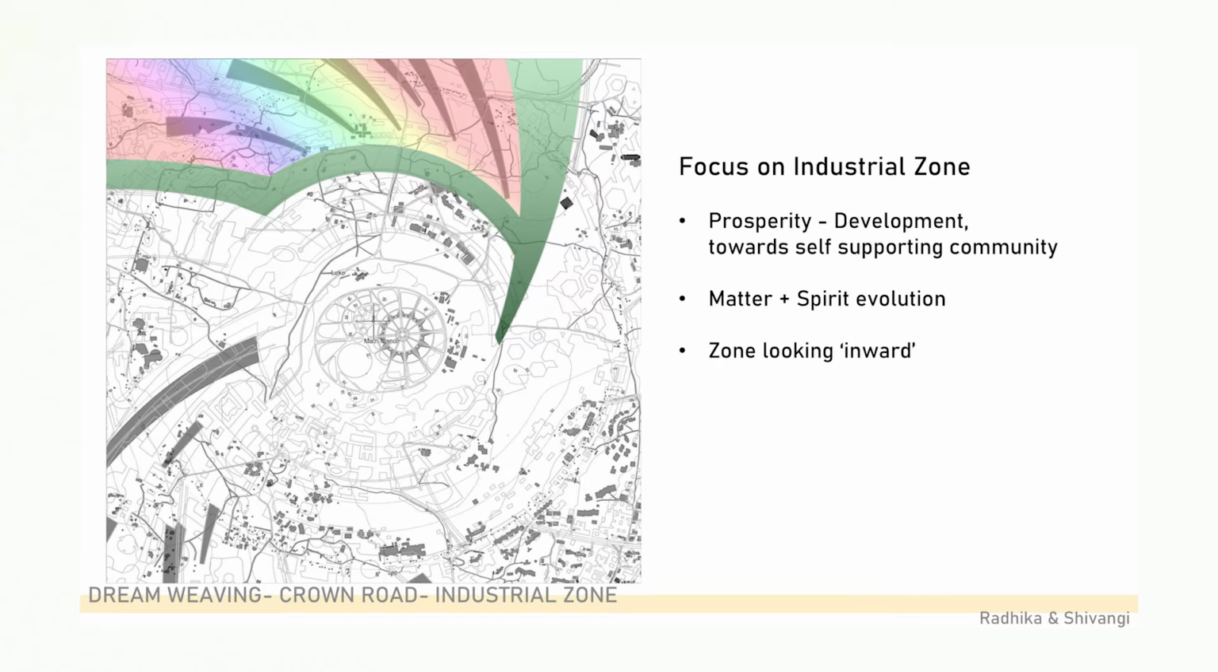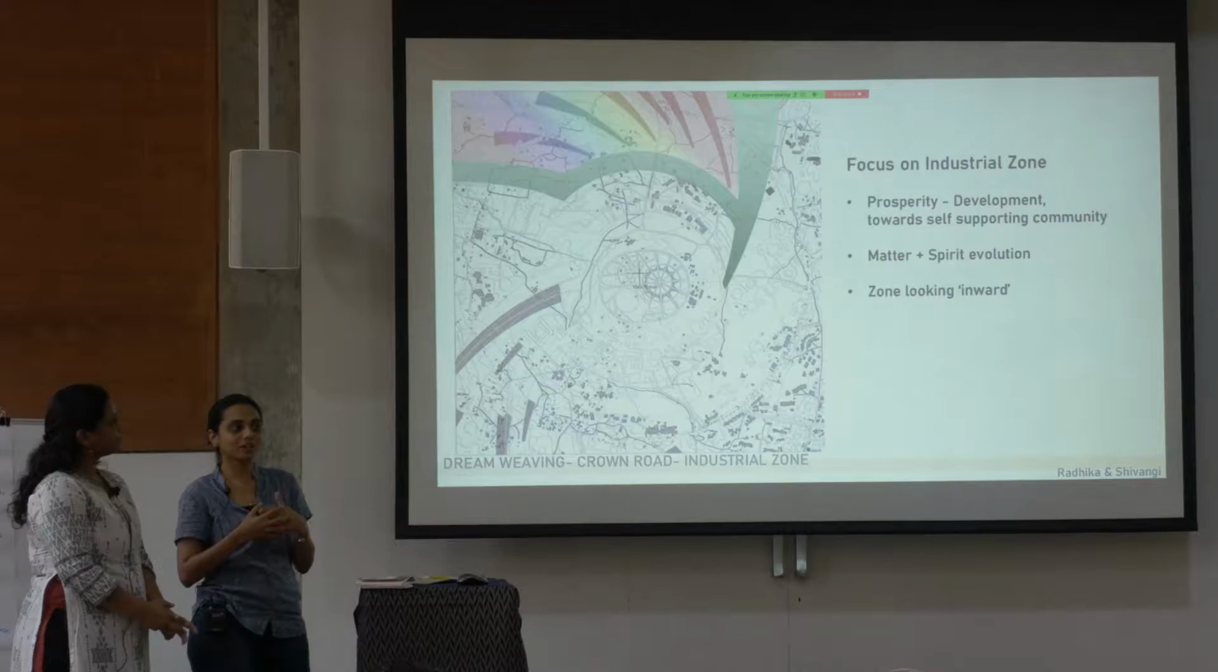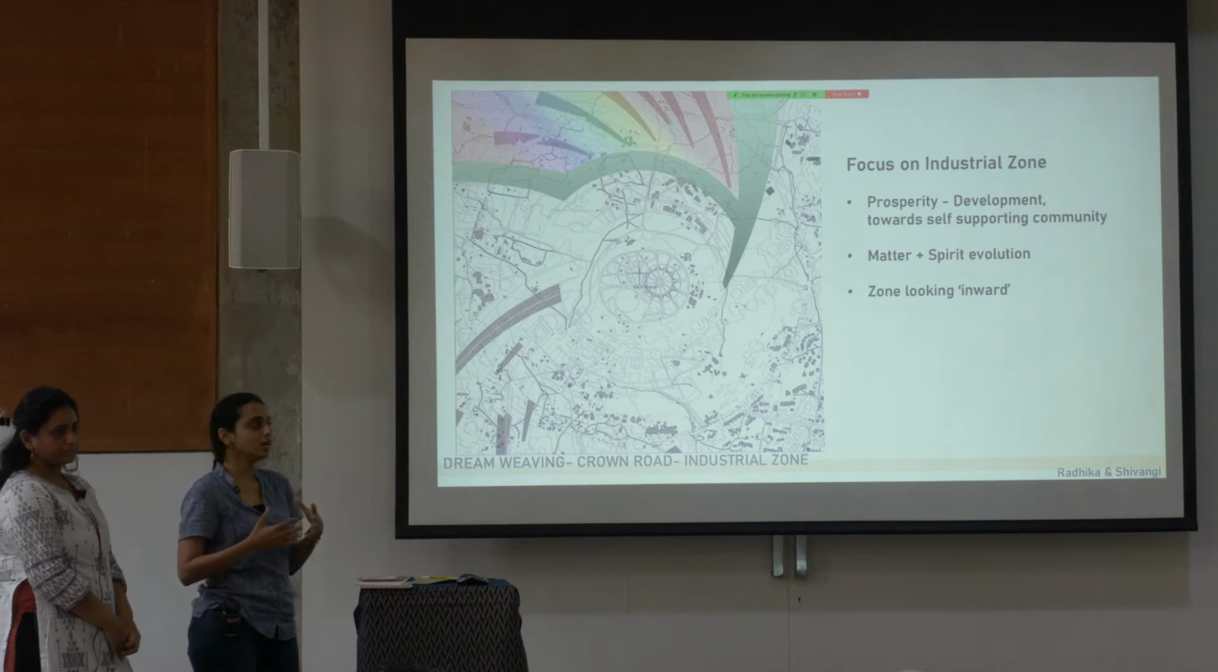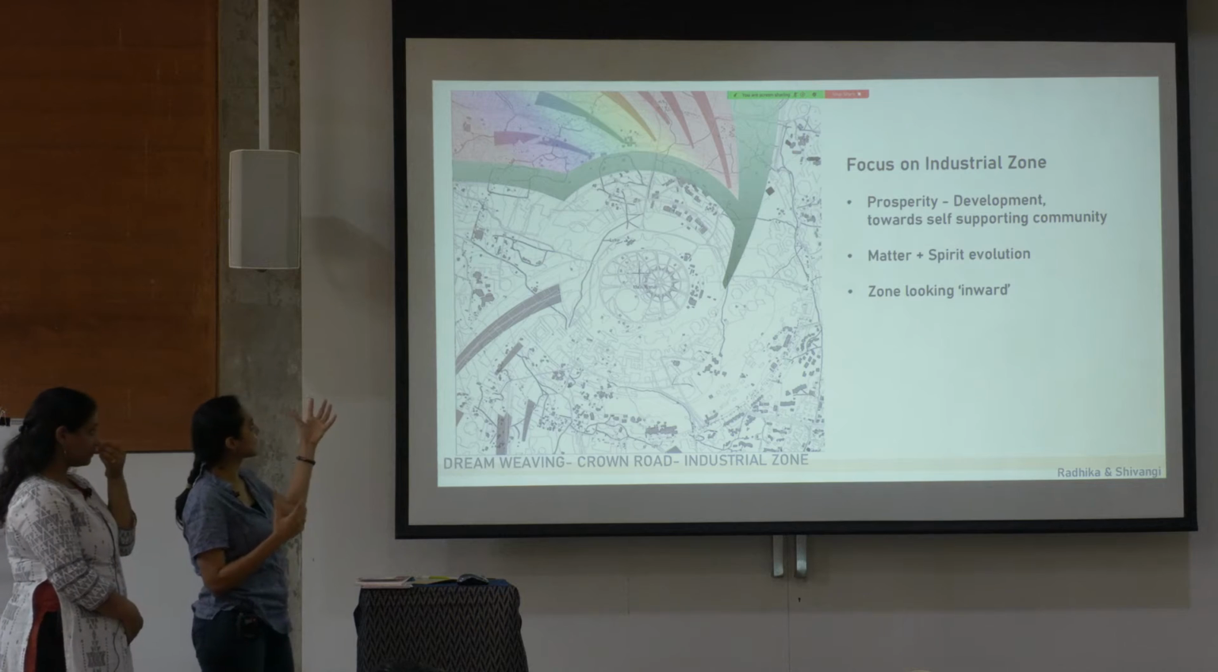So when we started looking at all this, we automatically felt called towards focusing on the industrial zone, especially now that we're looking at development and moving towards a self-supporting community, North also representing prosperity.